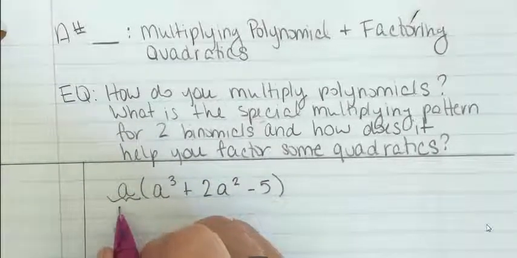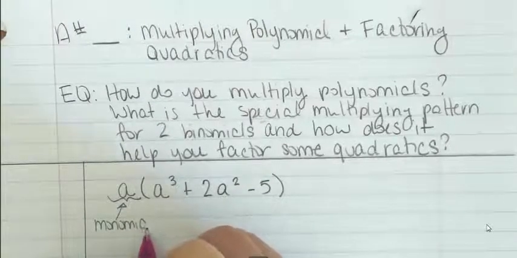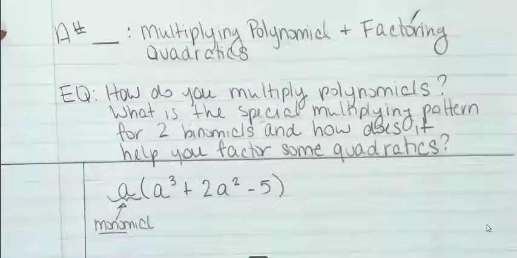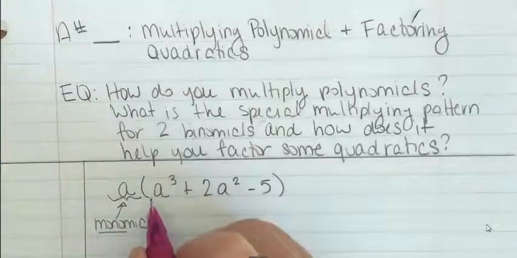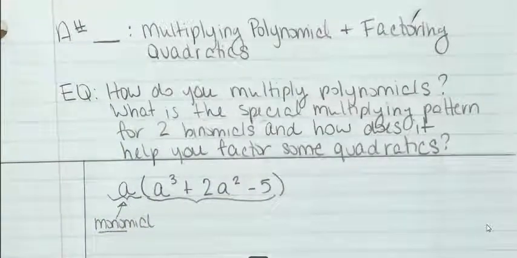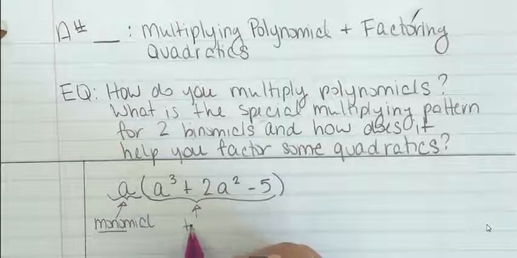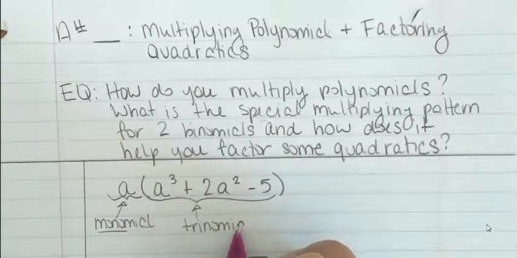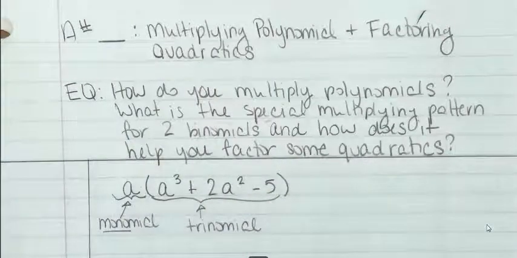Now the first factor right here, we would call this a monomial. Mono meaning one, okay? So monomial. And then the second factor with the three terms, well, what's a prefix that we usually use for things with threes? It's tri, right? So a trinomial. So this factor is a trinomial. All right, now how do I multiply a monomial by a trinomial?